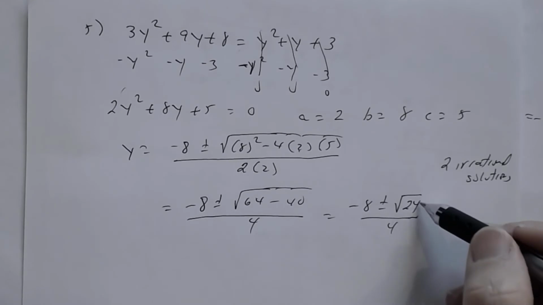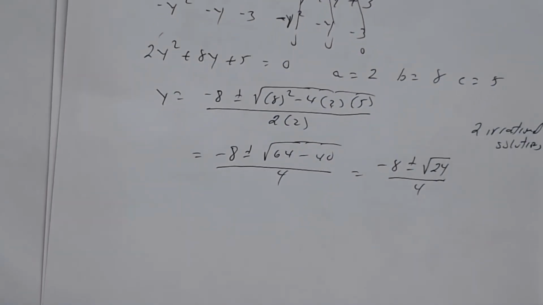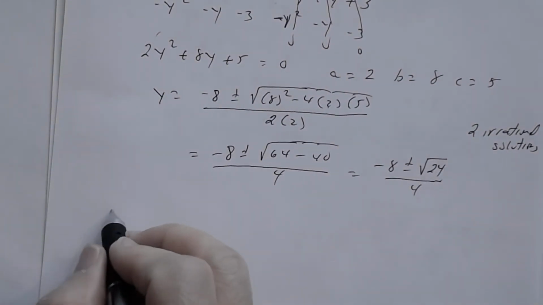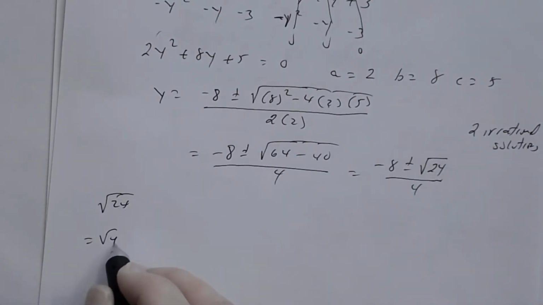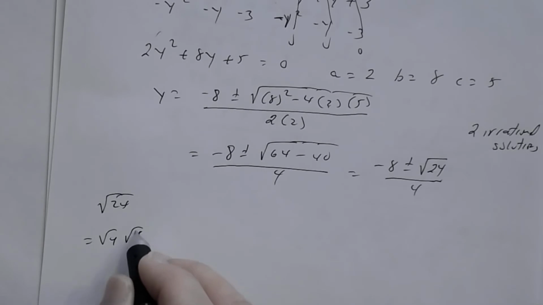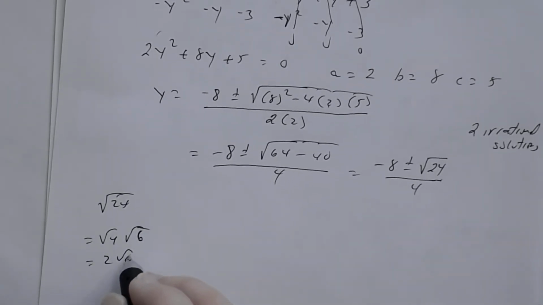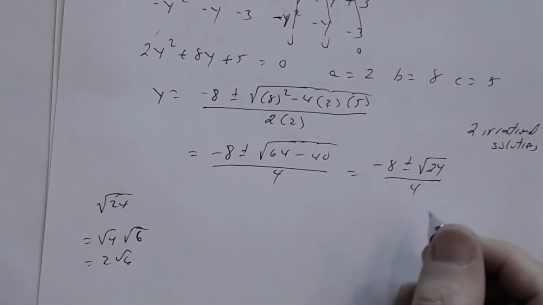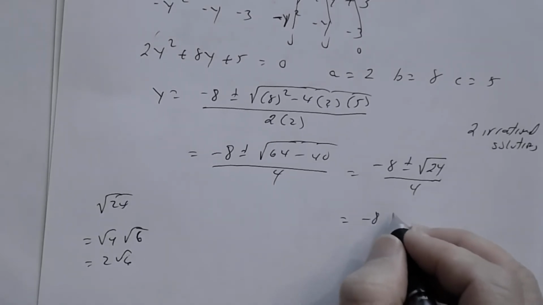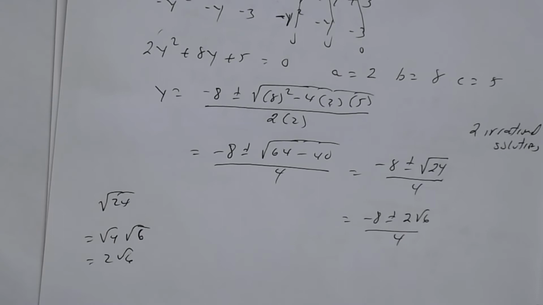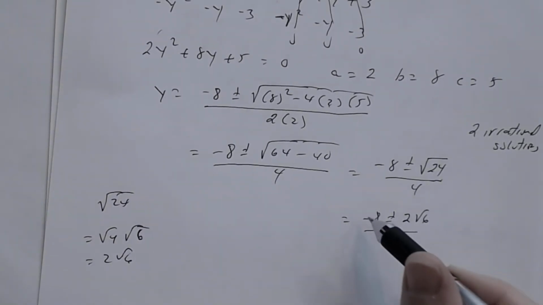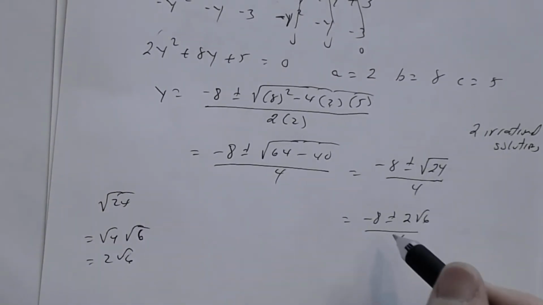Okay, now let's simplify the square root of 24. There is a perfect square that goes into 24 other than 1, and that is 4. So I get the square root of 4 times the square root of 6. So that's 2 square root of 6. So that goes here. So it becomes negative 8 plus or minus 2 square root of 6, all divided by 4.